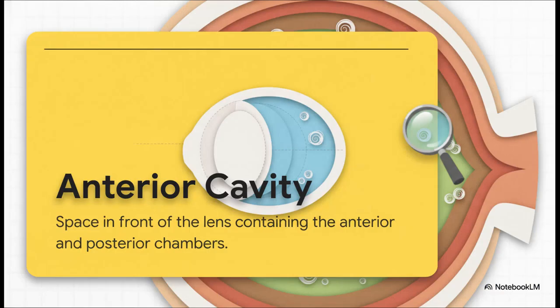To figure out how to fix this machine, we've got to understand its core parts. And look, medical naming conventions can be, well, intensely dense. Take the spaces inside the eye, for example. The front part is called the anterior cavity. But here's the kicker. It actually contains both an anterior and a posterior chamber. Then, sitting behind the lens, you have the vitreous chamber, which is also known as the posterior cavity.